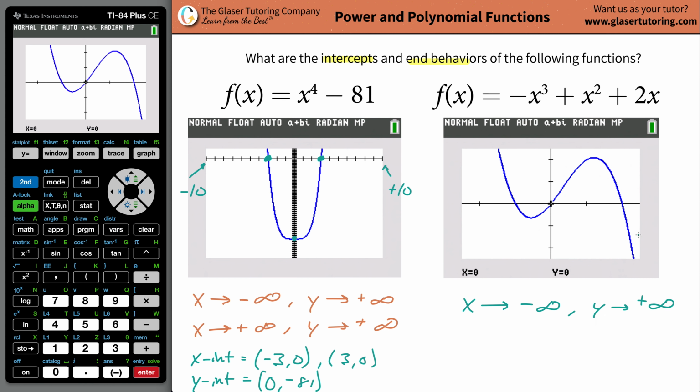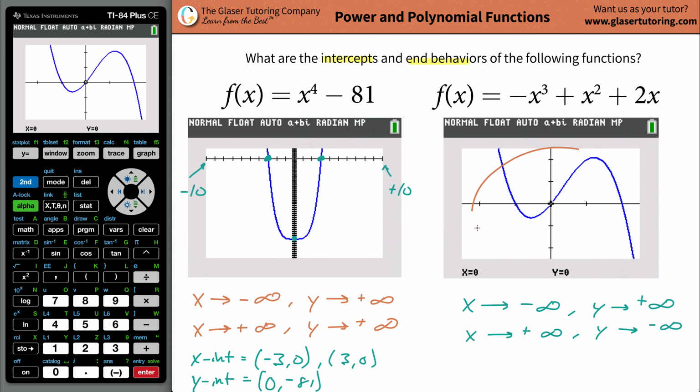Easy enough. Then how about the rightmost part? Well, it looks like as x is going to positive infinity, y is now doing the opposite. It's going to negative infinity, right? So as x is going to positive infinity, the y value will be going to negative infinity. That takes care of the end behavior.